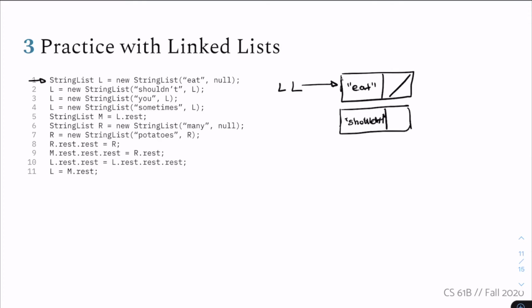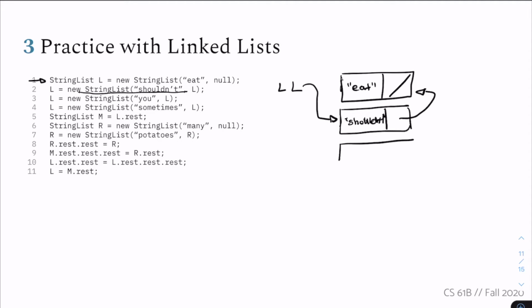And we always evaluate the right-hand side before the left-hand side. So we set the rest pointer at the end to be equal to whatever L is currently pointing at. We basically, again, copy over this memory address from there over to here. And so what that means is shouldn't points at eat. And now the last thing we do is we assign this new string list to L, which gives us something like this. Now let's do this basically 2 more times.